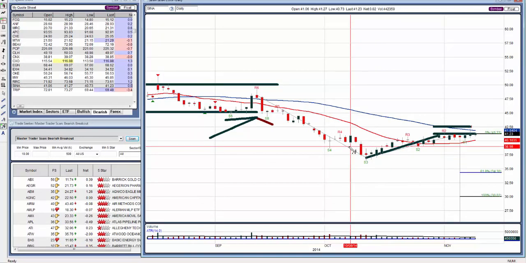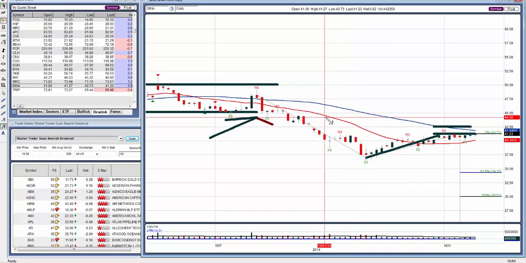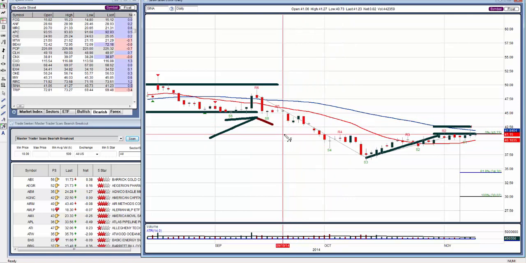And guys, if a 5-year-old can see the pattern recognition, I promise you, you can too. Let's not make this difficult. Let's keep it simple, and let's get out there and let's take action, guys.